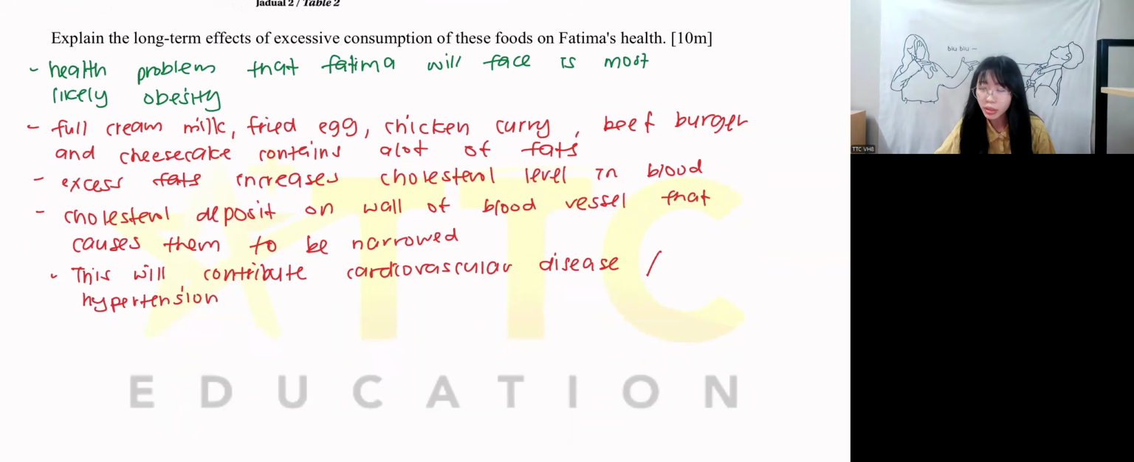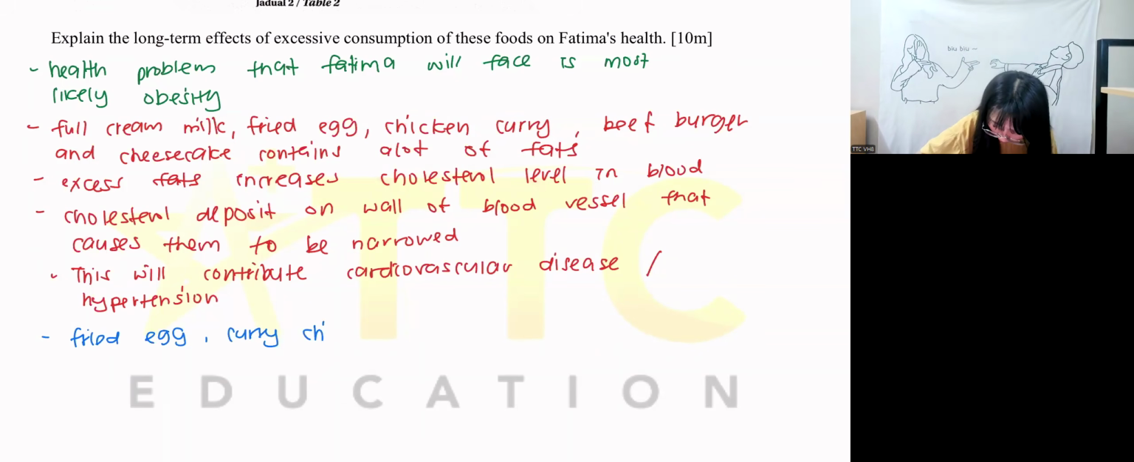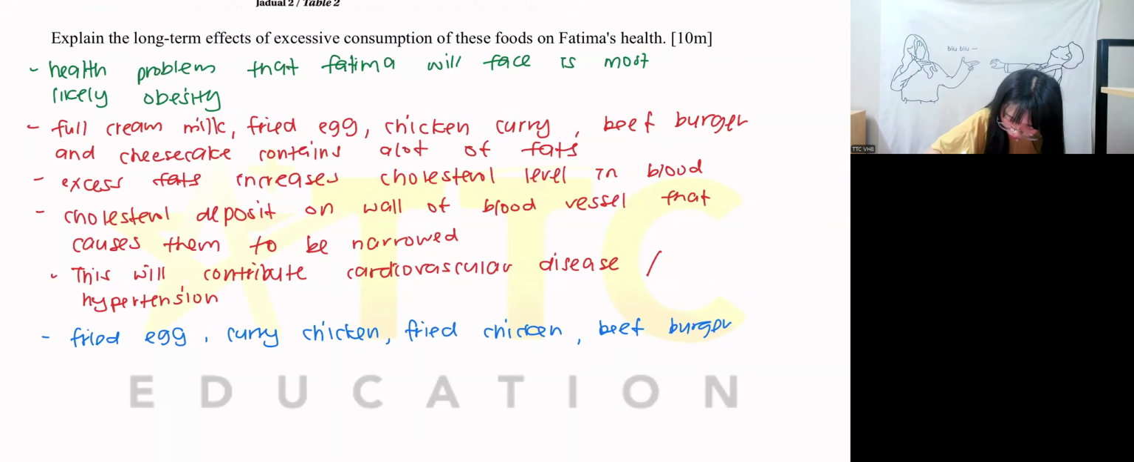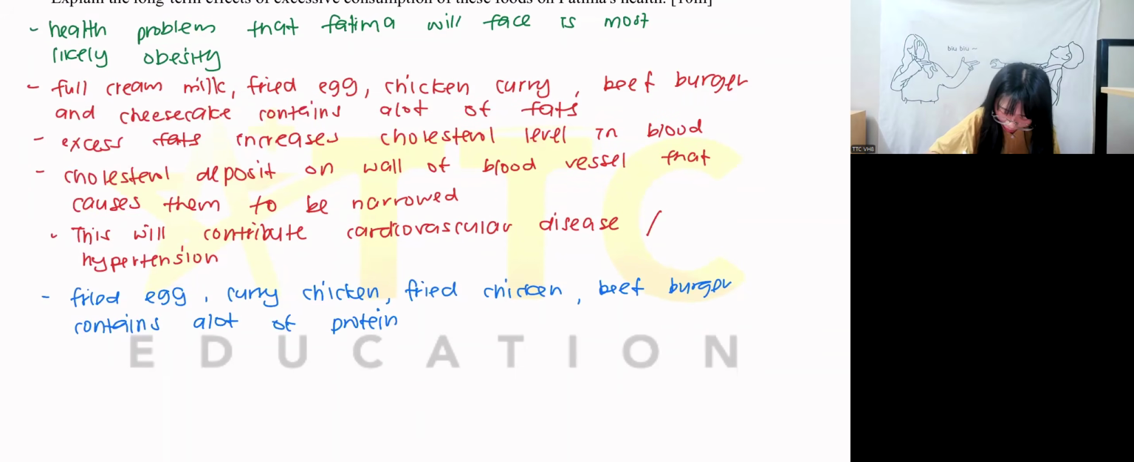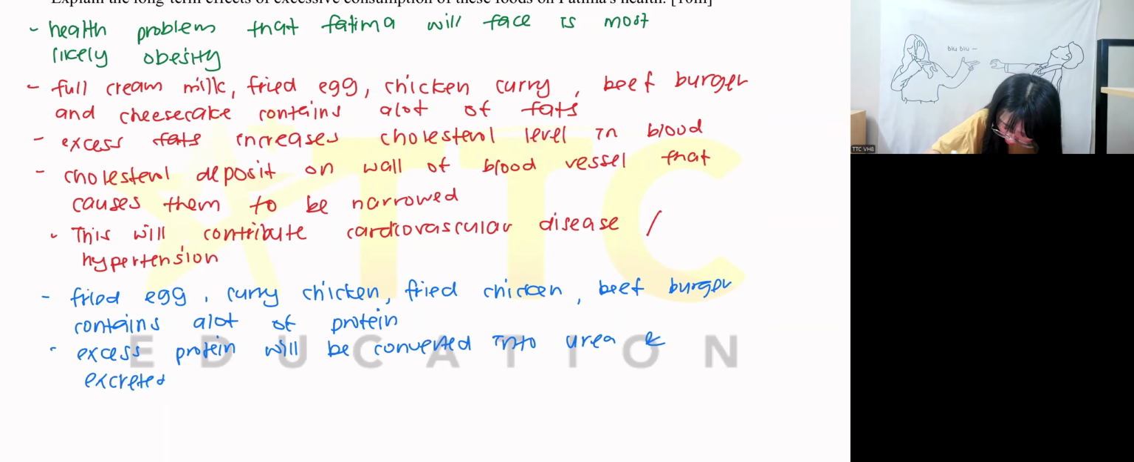Does full cream milk count as protein as well? Yes, it is also counted as protein. Okay, now next we talk about the protein. Like just now we talked about fried egg, right? Fried egg. We got curry chicken. We got fried chicken. We got one beef burger. Beef burger contains a lot of protein. Excess protein will be converted into urea and excreted out through kidney.